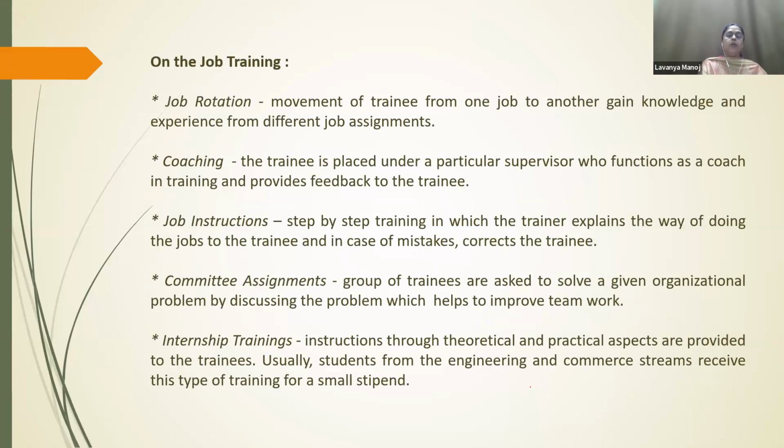Now, again, when classifying on the job training, there are various training methods. Job rotation. Do you know what job rotation is? A trainee, the employee, is moved into different departments for a particular period of time, so that the employee learns everything in each and every department. After some time, the person knows how the whole organization functions, which department performs which function, what their responsibilities are, and how much they contribute to the organization. So the employee is very confident about almost everything.